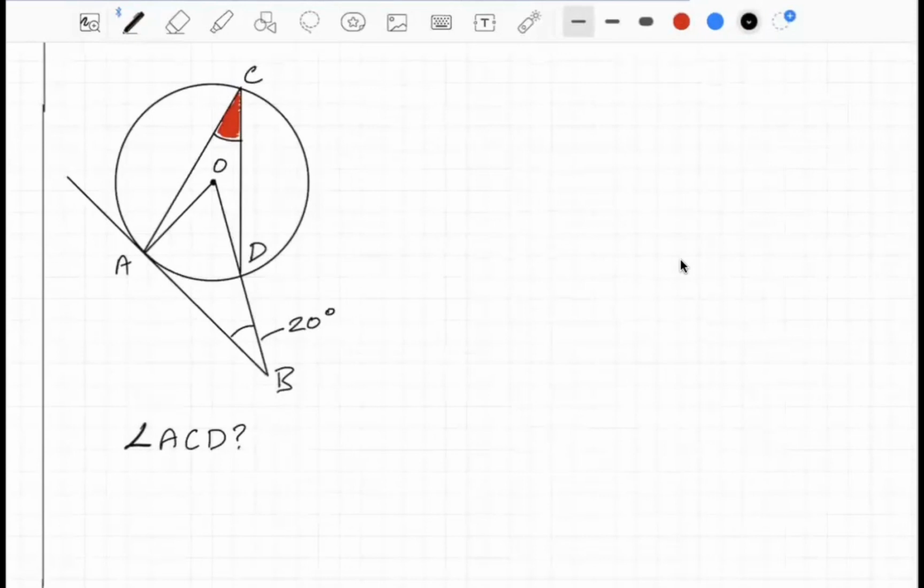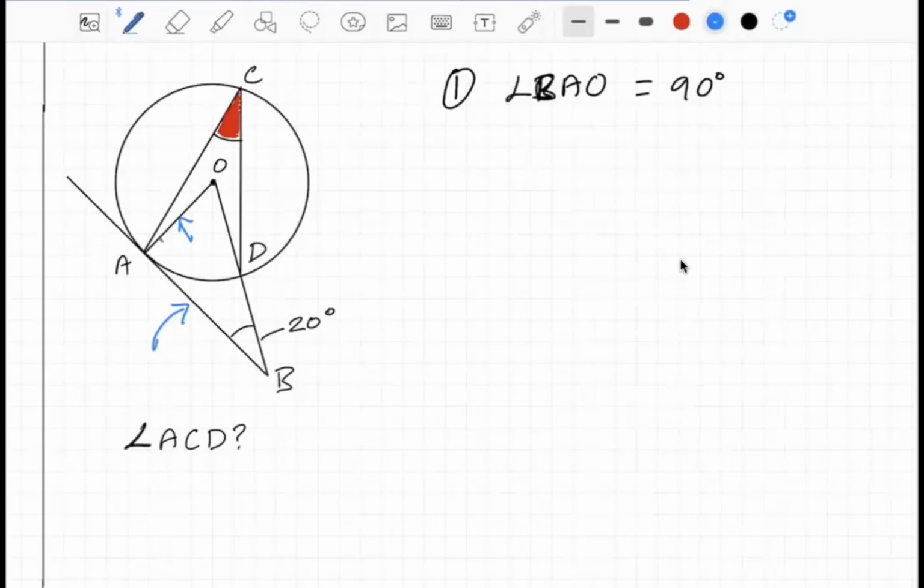The next question. What is the value of angle ACD, the red angle? So the first thing I see is that angle BAO is 90 degrees. And this is because the angle between the tangent to a circle and the radius of a circle is 90 degrees.